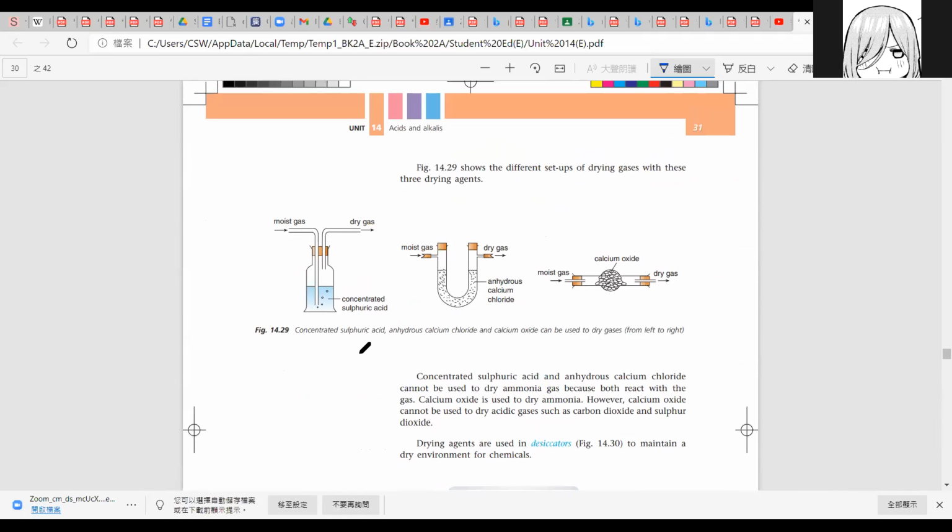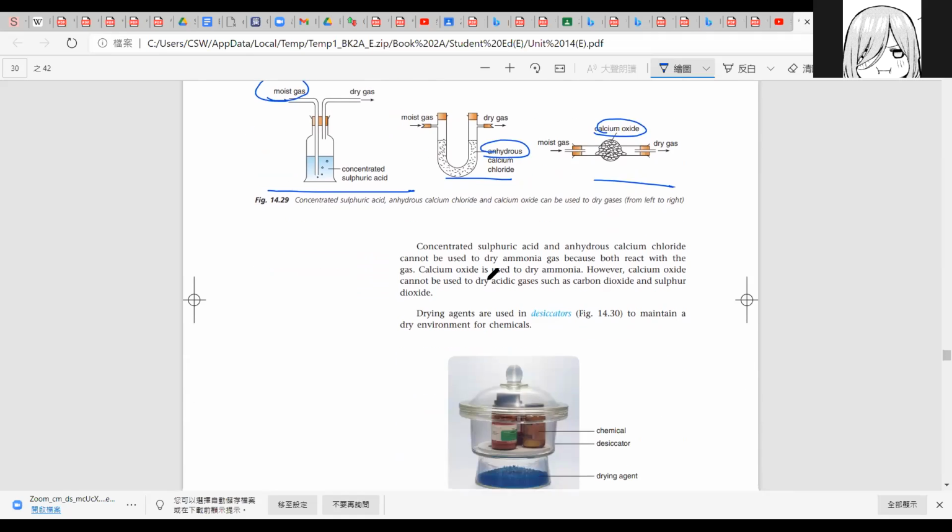So if you are going to dry a gas using anhydrous calcium chloride, you use this setup. Please memorize this setup. Since the drying agent is solid, you may use either a U-tube or a tube with a fully packed column of the drying agent like this. We've got the two cases in the book.